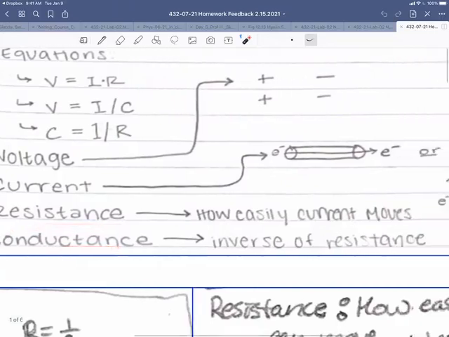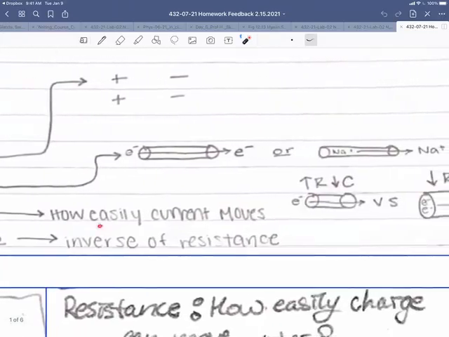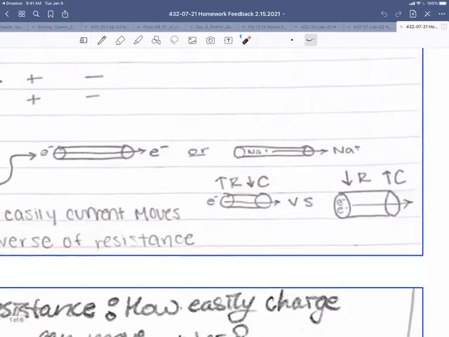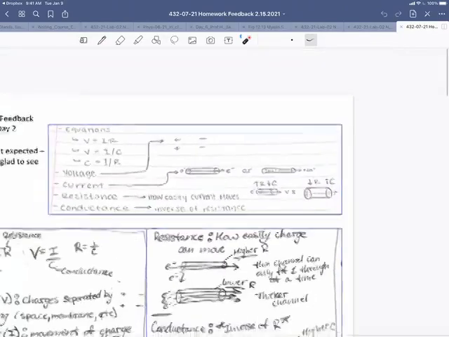Resistance and conductance, the opposite of each other or the inverse of each other, how easily current moves, and so resistance makes it harder to move, conductance makes it easier to move. And so here's one with high resistance and low conductance. It's a really narrow opening, and so it's harder for lots of electrons to move next to each other through it, whereas here is lower resistance, it's higher diameter for an axon or a wire, allows more electrons to move through side by side, or sodiums to move through side by side, so that's higher conductance.